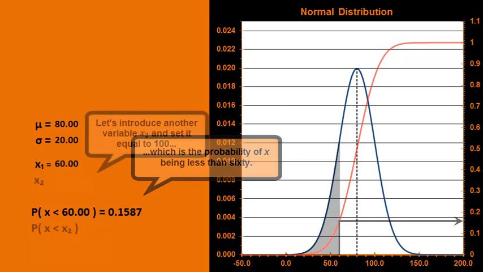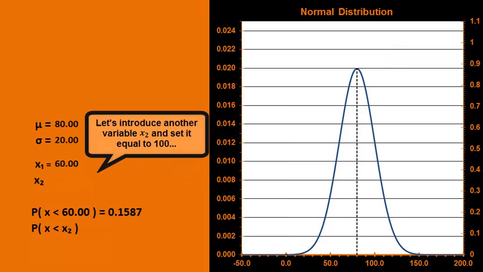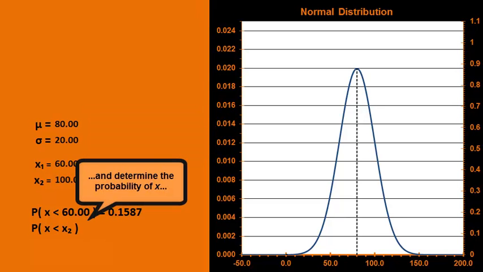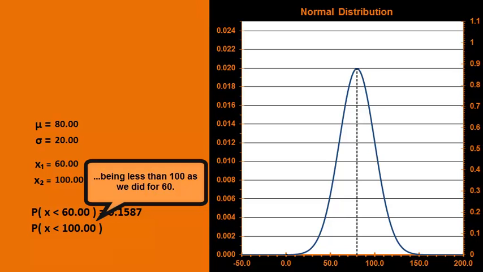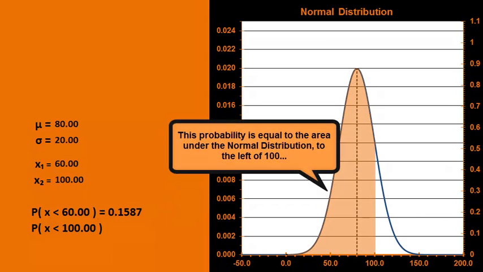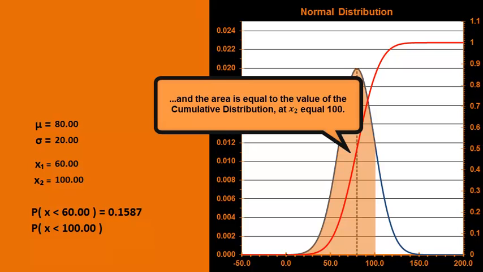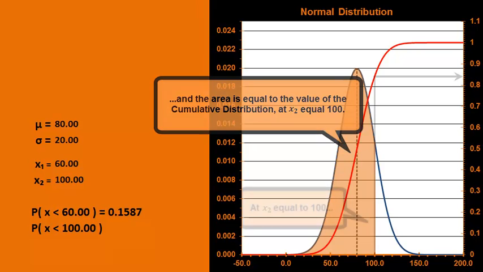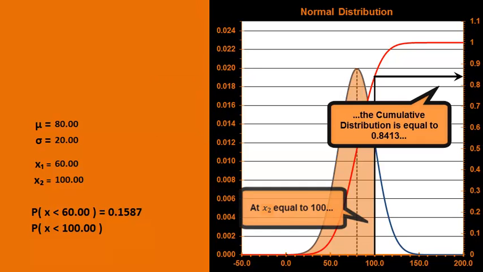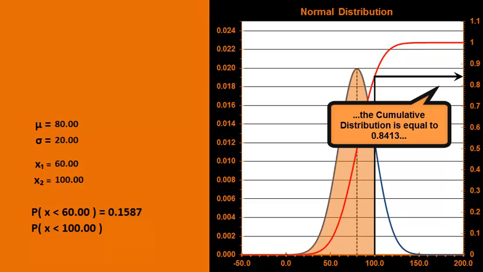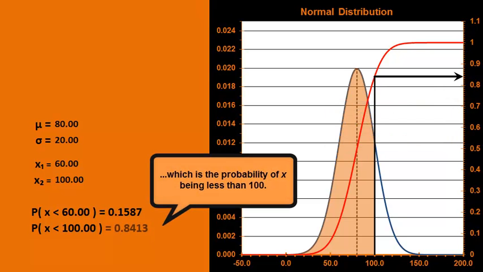Let's introduce another variable, x2, and set it equal to 100, and determine the probability of x being less than 100 as we did for 60. This probability is equal to the area under the normal distribution to the left of 100. And the area is equal to the value of the cumulative distribution at x2 equal 100. At x2 equal to 100, the cumulative distribution is equal to 0.8413, which is the probability of x being less than 100.